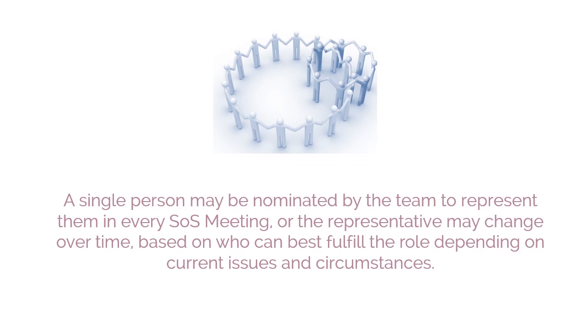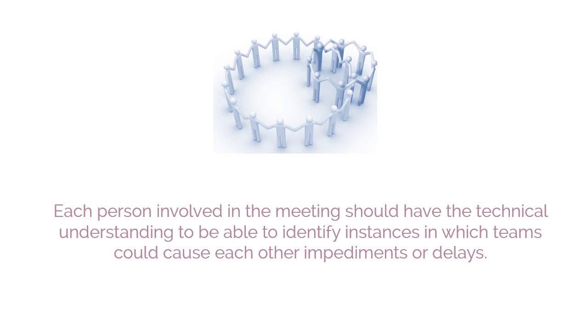A single person may be nominated by the team to represent them in every SOS meeting, or the representative may change over time based on who can best fulfill the role depending on current issues and circumstances. Each person involved in the meeting should have the technical understanding to be able to identify instances in which teams could cause each other impediments or delays.